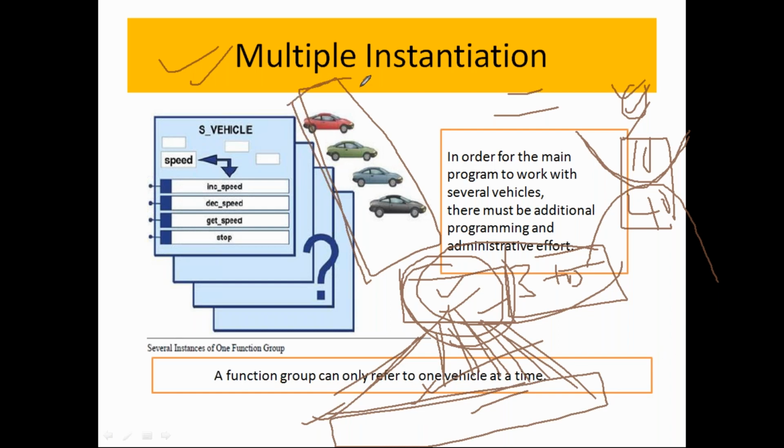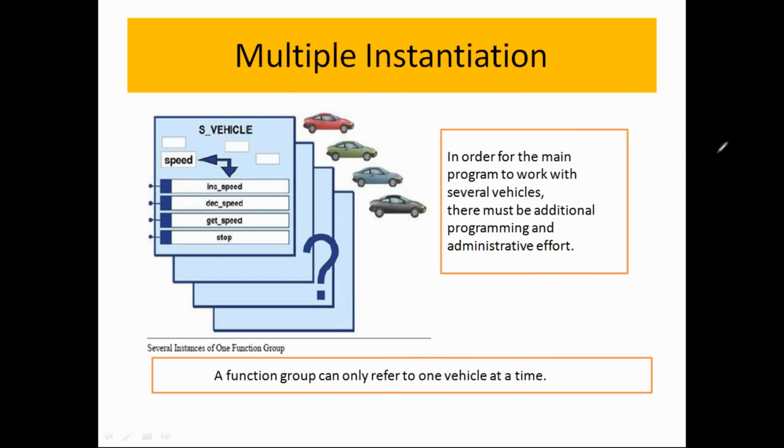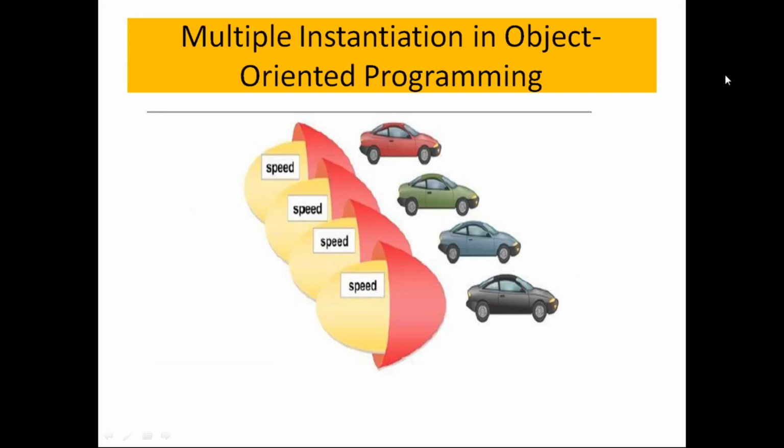When you are going to work with multiple instances, that is the real challenge. It's not possible directly in the function group. Whereas in the object oriented approach, I can simply create 10 objects here. See this here? These are multiple instances in object oriented. Object 1, object 2, object 3, object 4. Each object has its own speed.